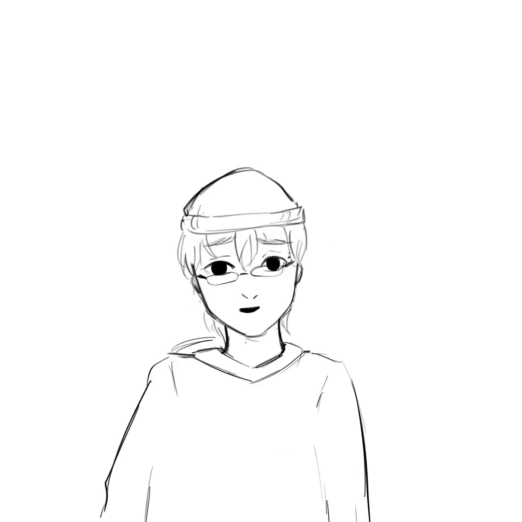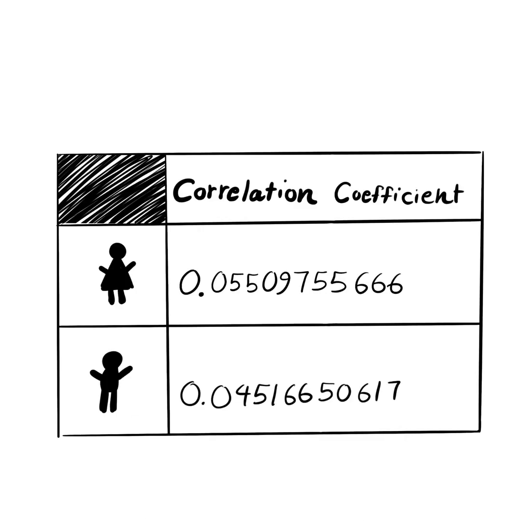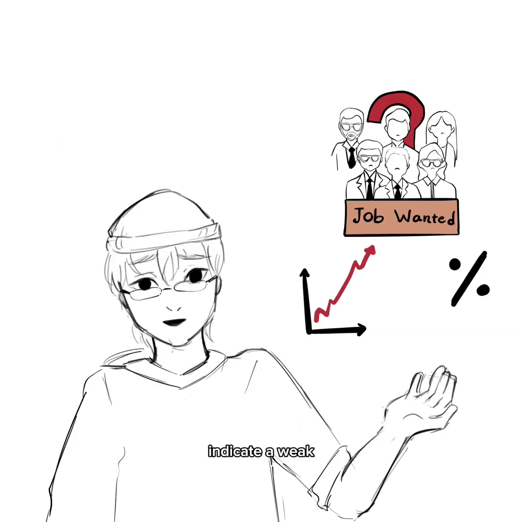Let's discuss the correlation between inflation and unemployment rates with a focus on gender differences. Our analysis reveals a correlation of 0.0452 for males and a slightly stronger correlation of 0.055 for females. Both figures indicate a weak positive correlation, suggesting that when a country experiences an increase in inflation, the unemployment rate tends to go down, and vice versa.